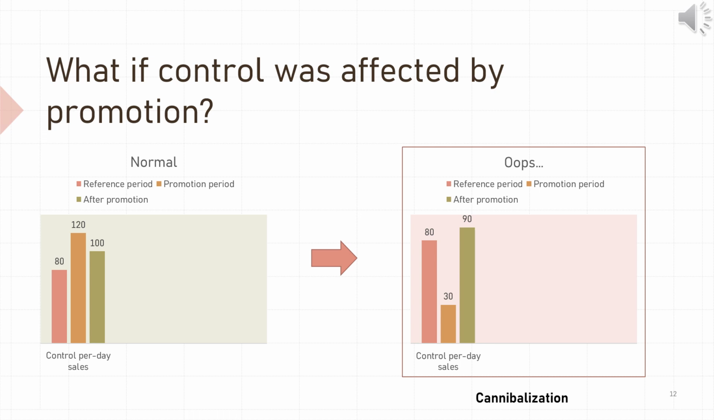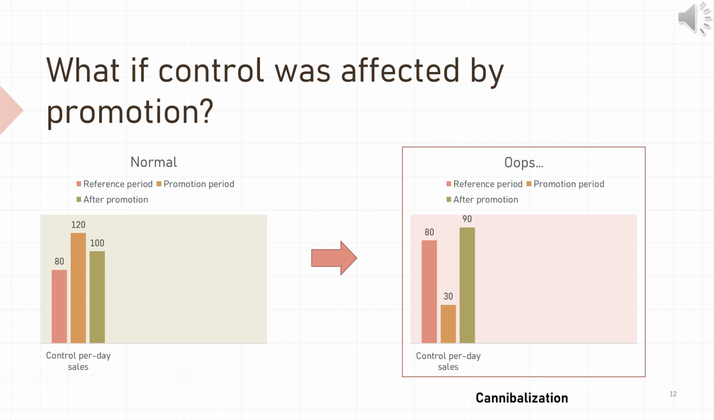So before we get enamored by our control group, control group comes with a lot of hiccups. For example, the case that you see here. In this case, the control group got affected by the promotion. So from 80 dirhams per day sales in the reference period, it came down to 30 dirhams per day sales during the promotion period. Obviously, this graph clearly shows that the control group was terribly hit by this promotion, right?